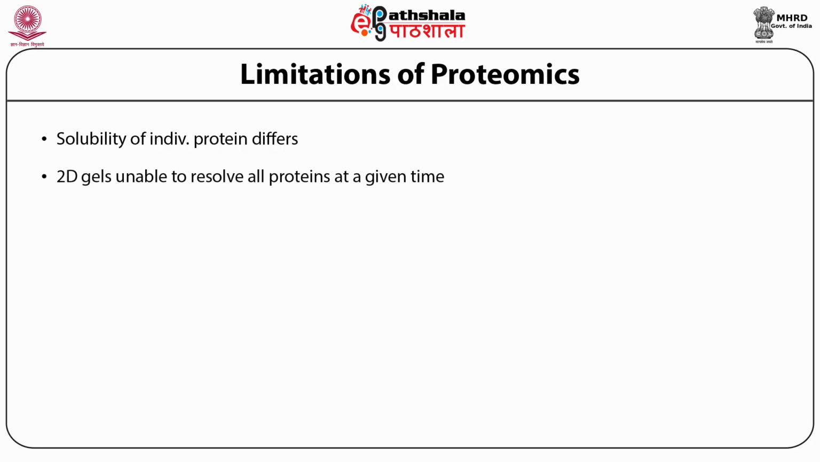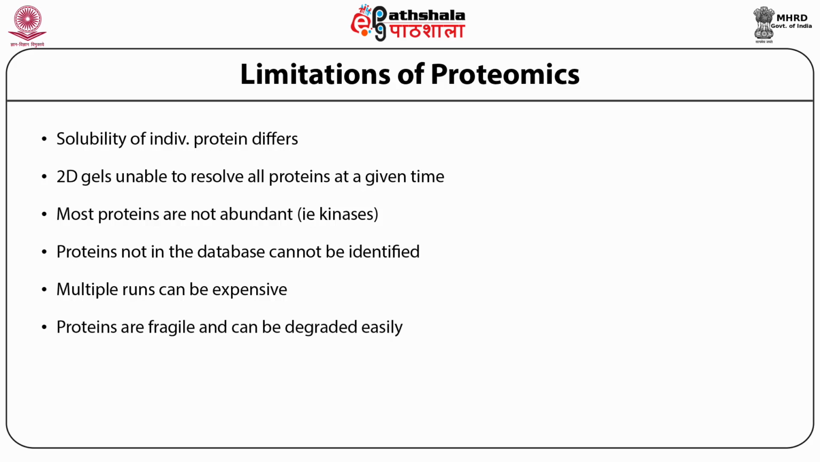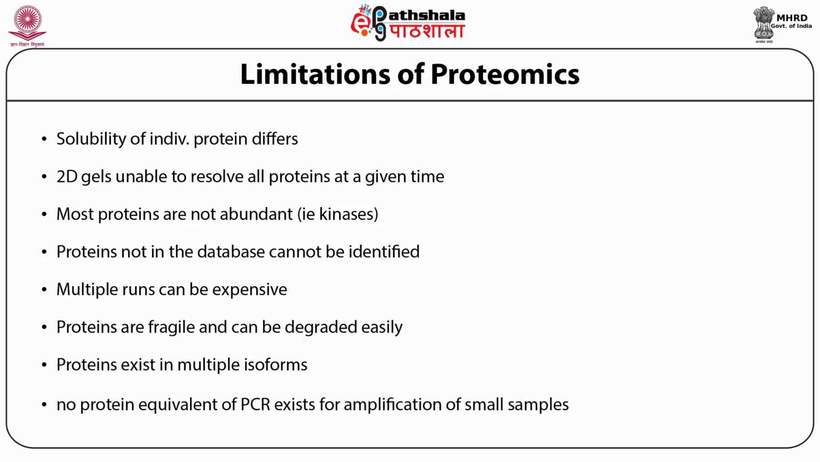Secondly, 2D gels are unable to resolve all proteins in a given time. Most proteins are not abundant like kinases, so their expression levels are different and these cannot be detected several times. Proteins not in the database cannot be identified using proteomics. Multiple runs can be very expensive. Proteins are fragile and sometimes can be degraded easily. Proteins exist in multiple isoforms and sometimes these isoforms are not even identified. No protein equivalent of PCR exists for amplification of small samples.